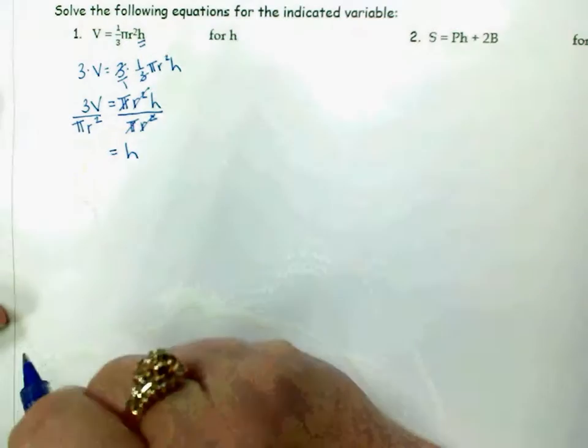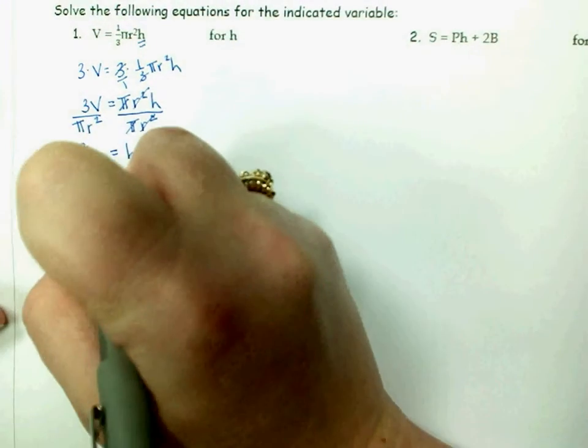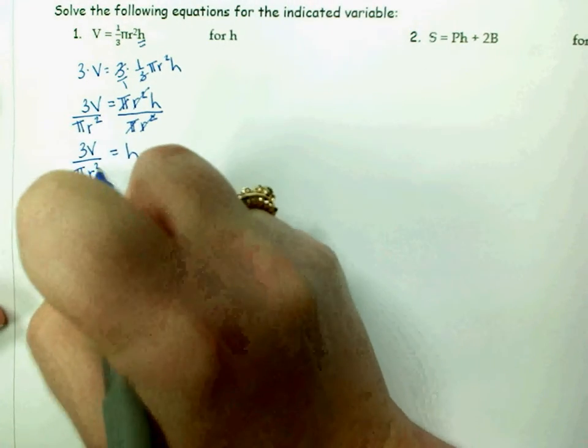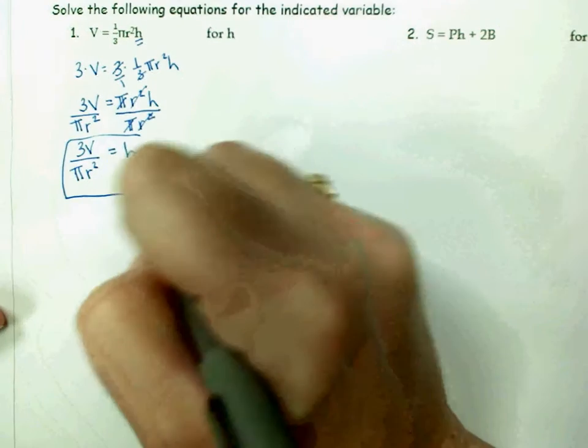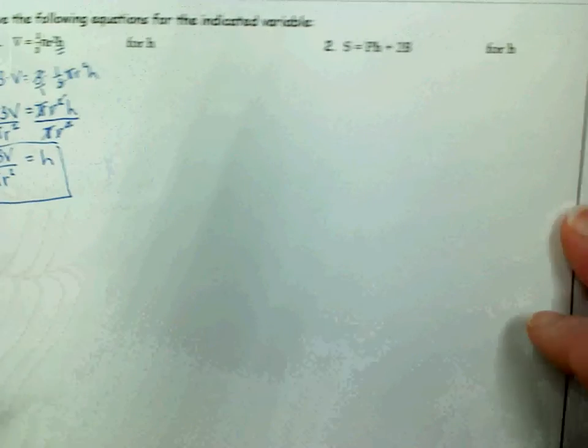So what is h equal to? It is equal to 3 times v, or 3v, divided by pi r squared. So that would be my final answer, solving for h. On number 2, we're also solving for h.